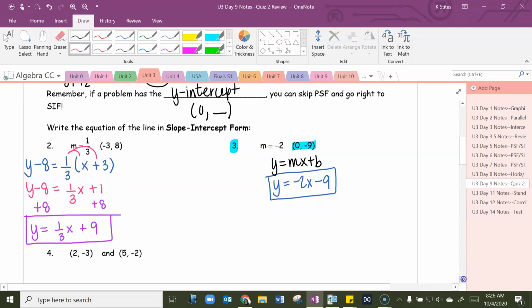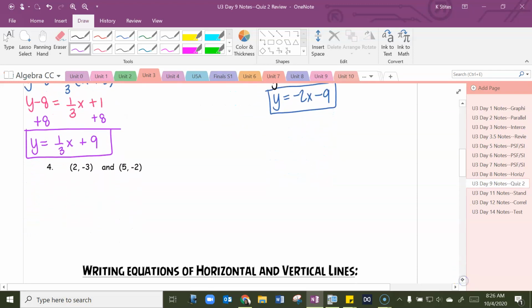All right, let's try it again with number 4. But notice this time we will have to find our slope because we have 2 points. All right, so we'll do y2 minus y1, which is negative 2 minus negative 3 over x2 minus x1, 5 minus 2. Negative 2 minus negative 3 is a 1. 5 minus 2 is a 3. So we have a slope of 1/3.